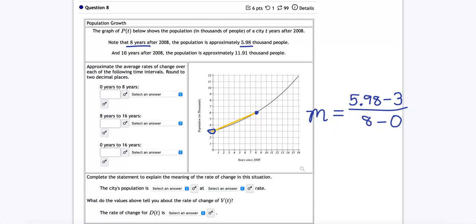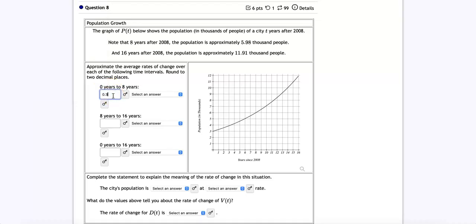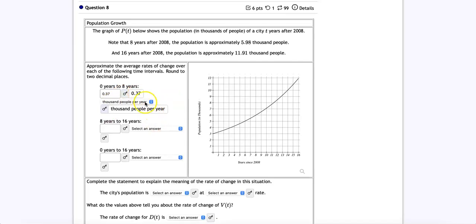You have 2.98 divided by 8, and my calculator is not popping up on the screen right now for some reason. So calculating the quotient, we get 0.3725. We're supposed to round to 2 decimal places, so that would be 0.37. And the other thing we need to do is select the units, and this would be population per year, so that would be in thousands of people per year, and that's the correct answer there. And we can see that indeed that was the correct answer.